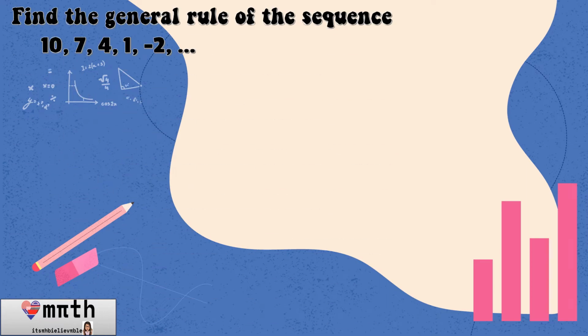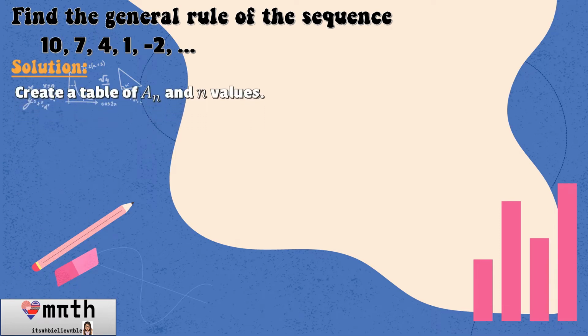In our example number 2, find the general rule of the sequence 10, 7, 4, 1, and negative 2. First, we need to create a table of a sub n and n values. At the top are the values of n, and at the bottom are the values of a sub n.